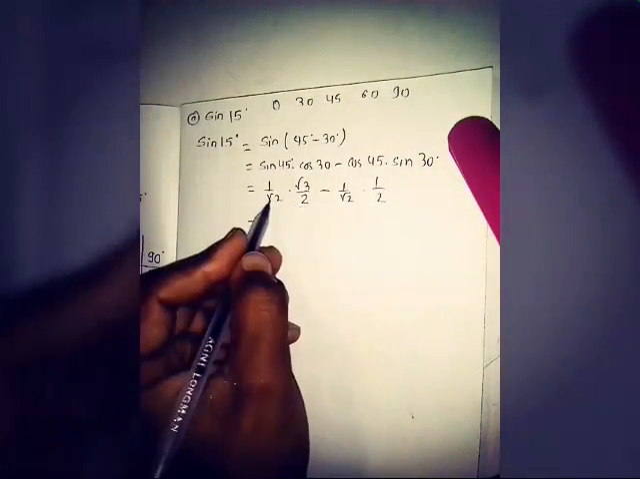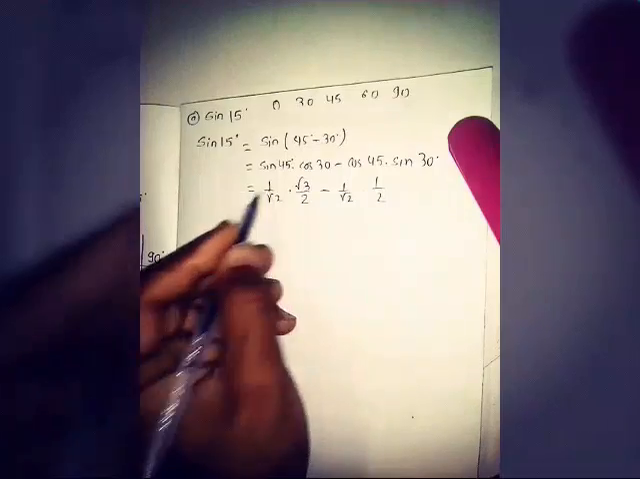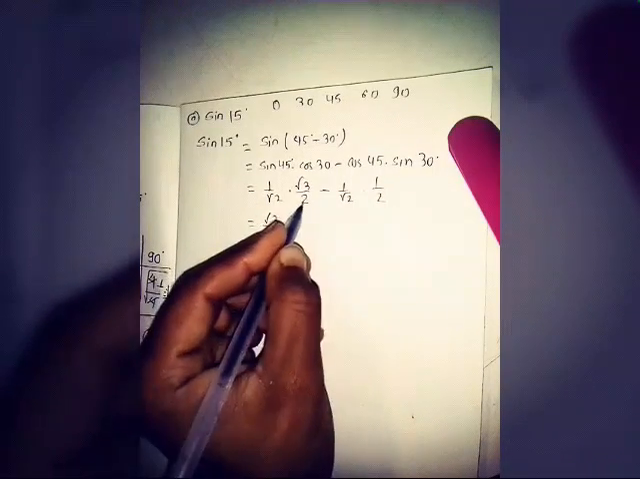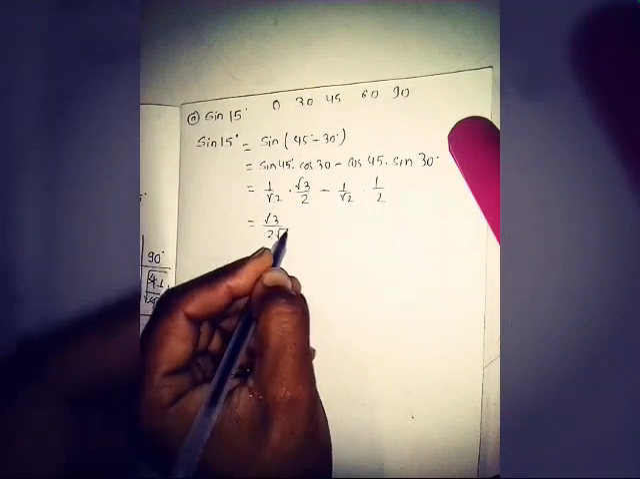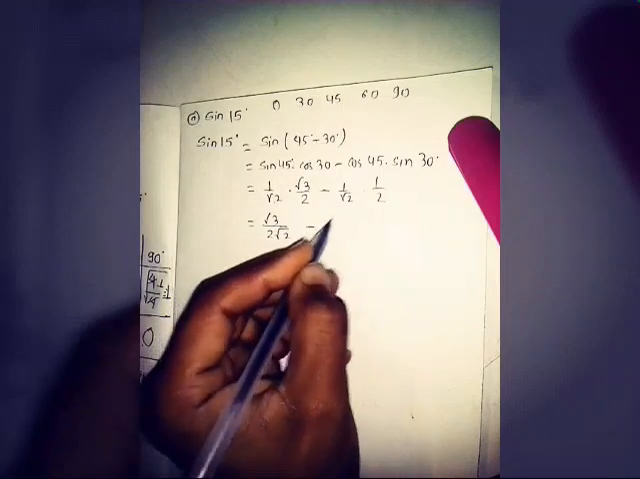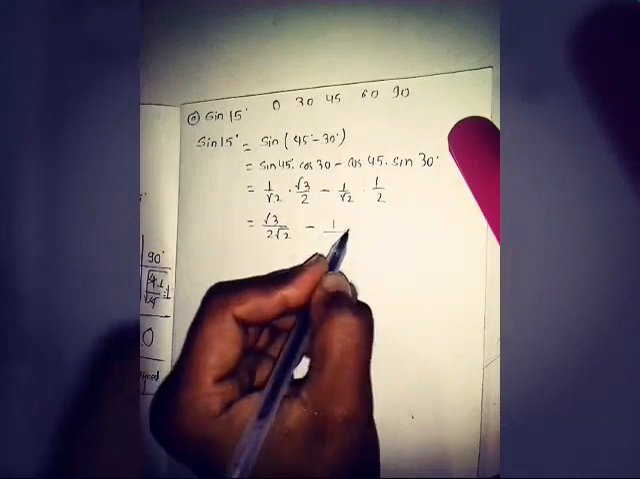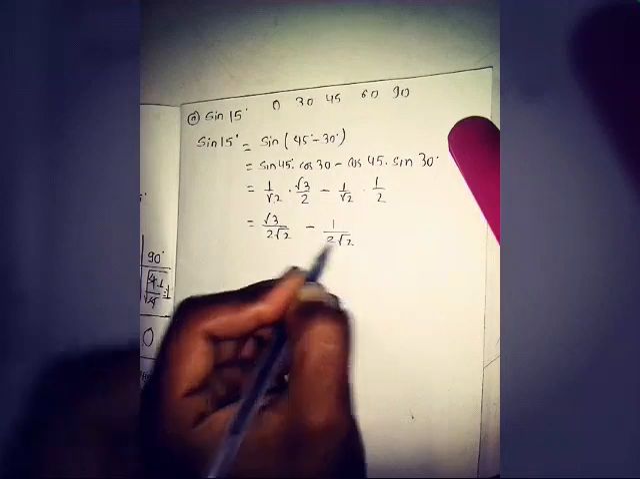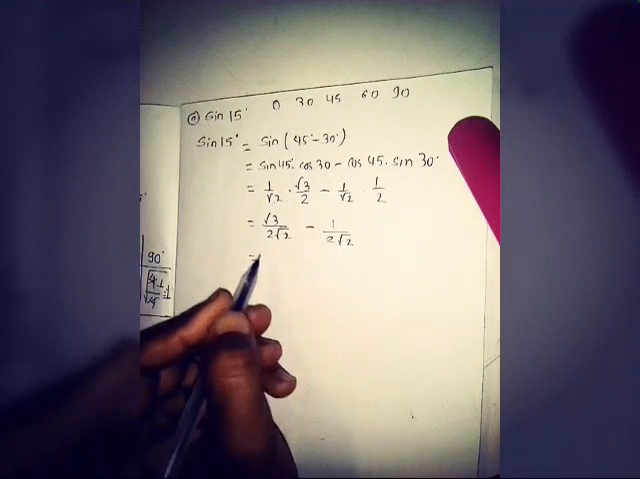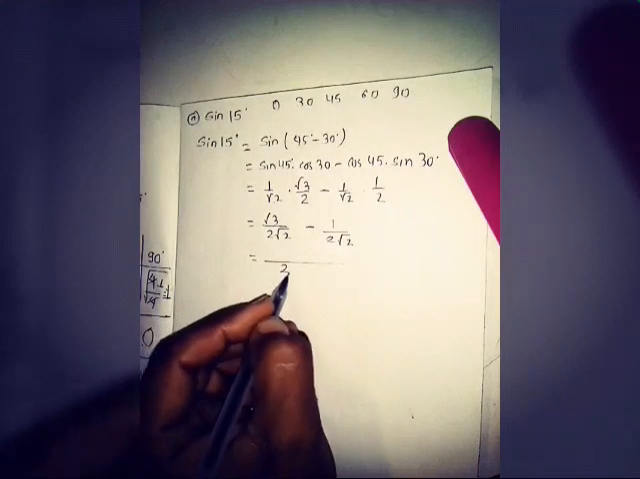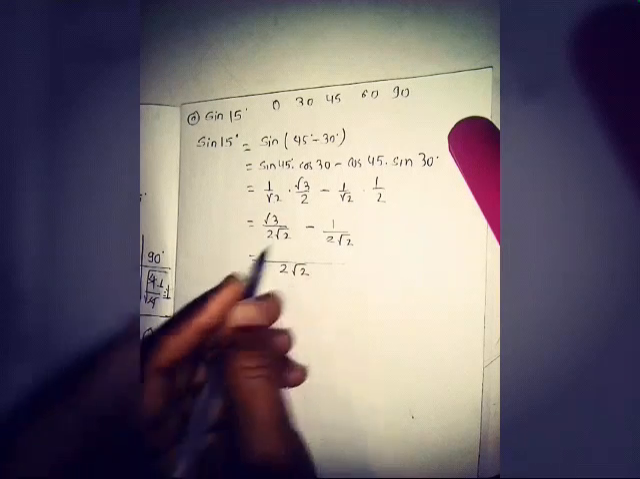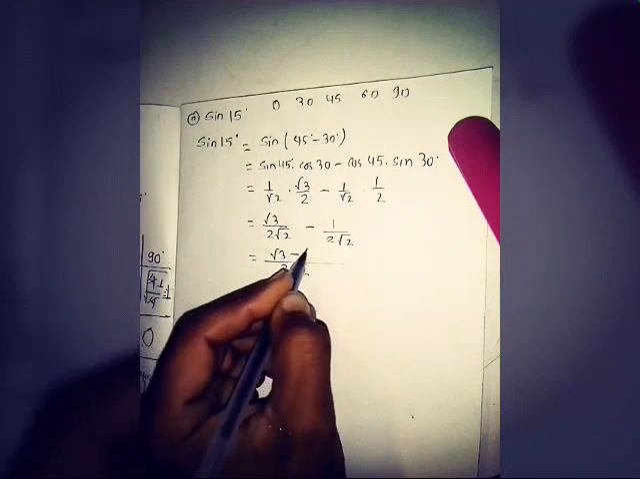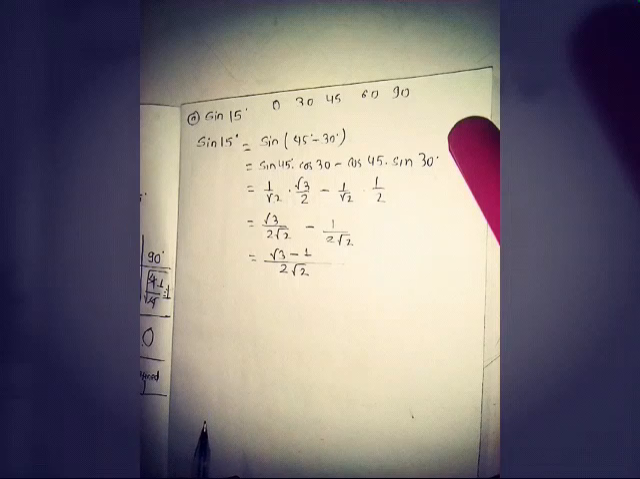Now let's multiply this. Root 3 into 1 is root 3, and 2 into root 2 we can write as 2 root 2. So minus 1 into 1, that's simply 1, over 2 root 2. Now we can take the LCM, which is 2 root 2. So this will be root 3 minus 1. Okay, so this is the solution.